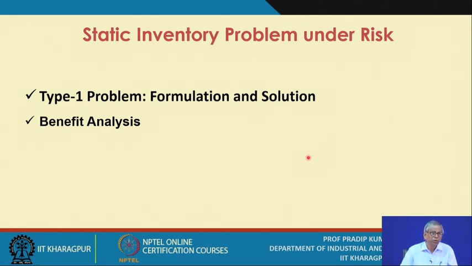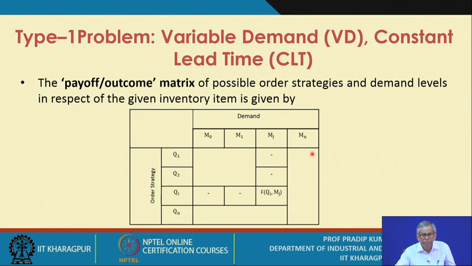In fact, there are two kinds of analysis we do. First one is either you go for benefit analysis, or you also may opt for the cost analysis. So during this session I will continue my discussions on type 1 problem, followed by the benefit analysis. Now, in the last session I mentioned about the payoff or outcome matrix.